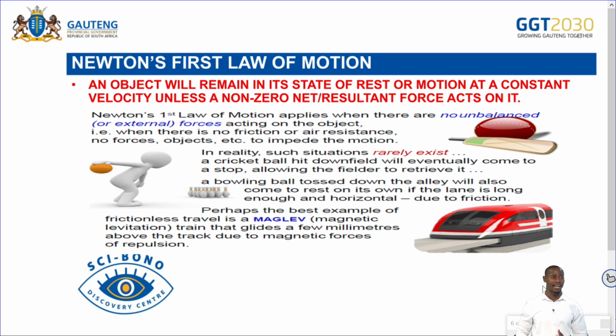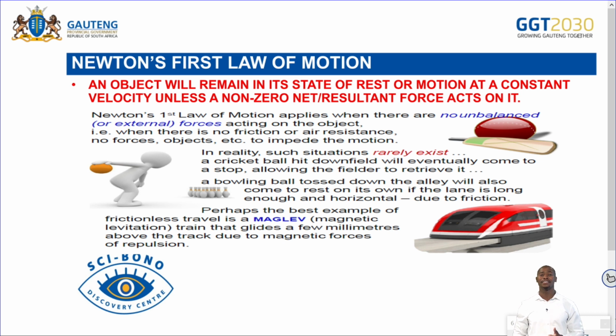According to our examination guideline, it states that an object will remain in its state of rest or motion at a constant velocity unless a non-zero net or resultant force acts on it, right? So if an object is stationary, according to Newton's first law, or the law of inertia, because of its inertia, then that object will remain at what? At rest, okay? If an object is moving at an unchanging or constant, we call it constant when it comes to physics, right? We don't say it's unchanging, but it's constant.